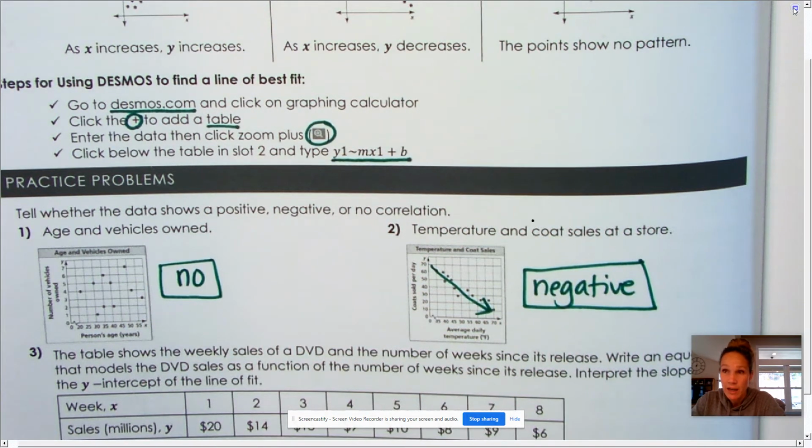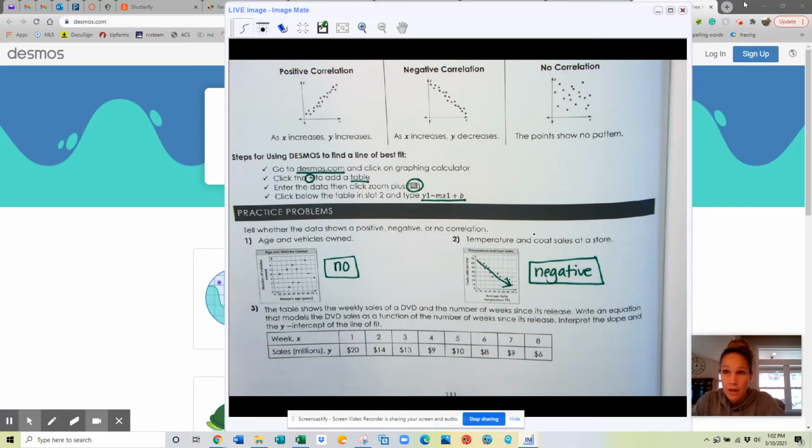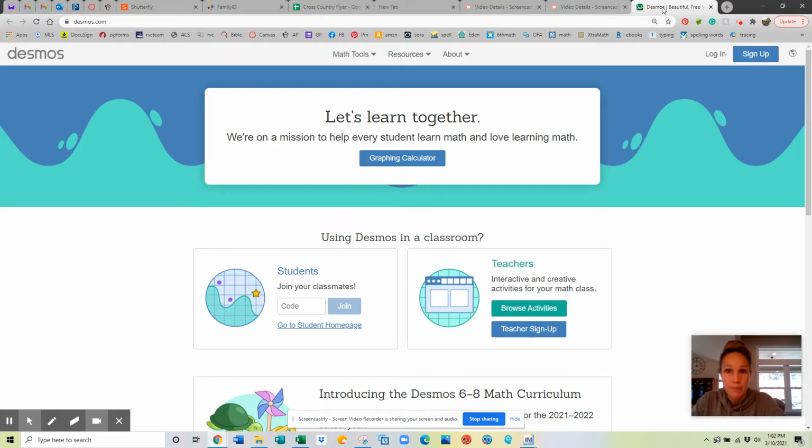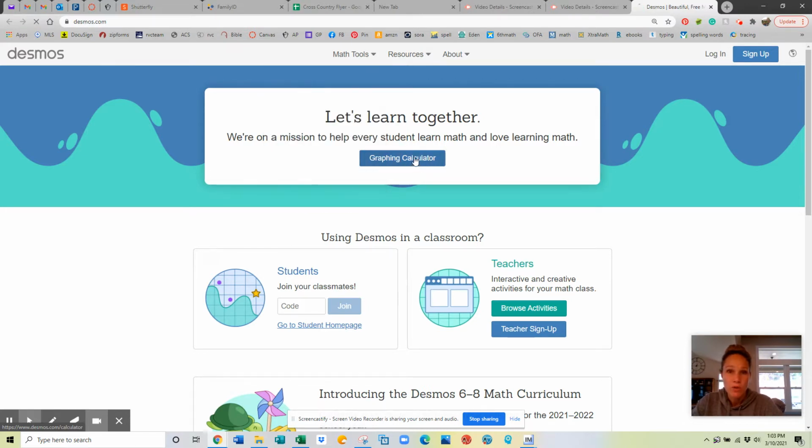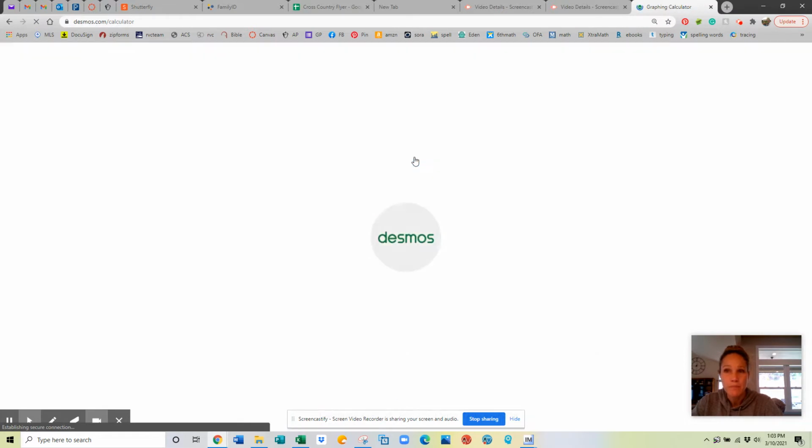Okay, so we're going to go ahead and switch over to Desmos. And this is what it looks like. You're going to go at the top where it says Math Tools. You guys are going to go to the graphing calculator. You could also click right here where it says graphing calculator. I just want you to see that it does have other tools here as well. So if you needed square roots or other scientific calculator type things, exponents, that's where you would go. We're just going to go on the graphing calculator.